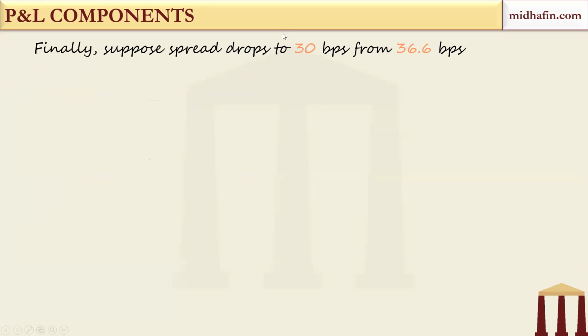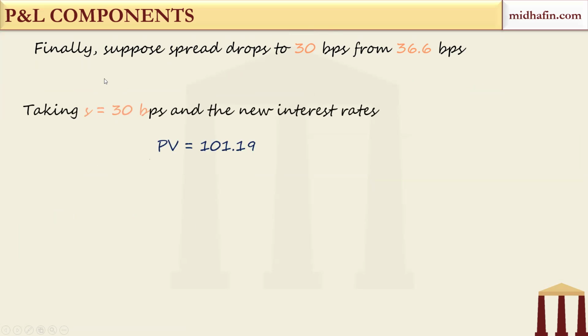Then finally, we will relax the assumption and use the spread change also. So it is possible that after 6 months, let's say initially the spread was 36.6, now after 6 months the spread decreases to 30 basis points. It's possible. These things can change. They are dynamic in nature. Now my spread is also different. So what I'll do is, taking the spread of 30 basis points, calculate the new interest rates.